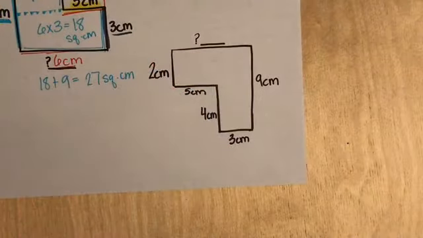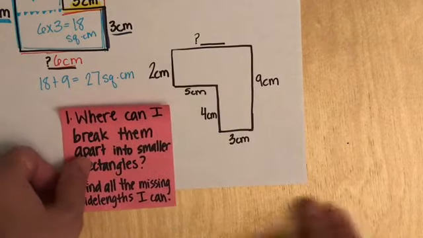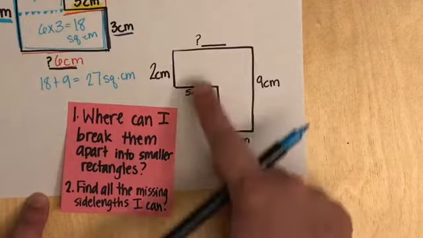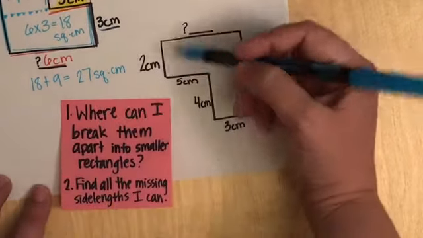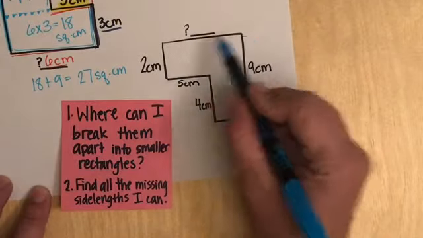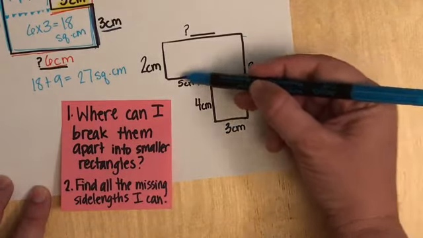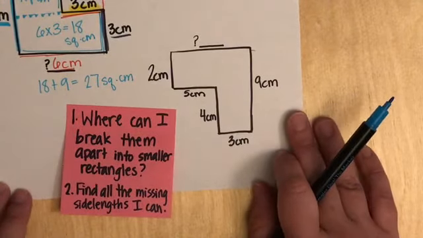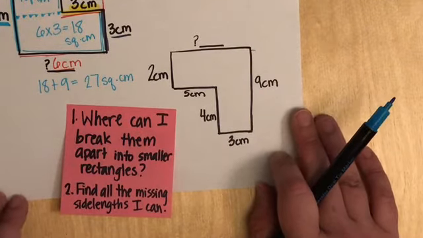All right, please draw this on your paper and then ask yourself, where can I break this apart into smaller rectangles? And then what are the side lengths that I'm missing? So if I was looking here, I have this side length, but not this one. So this is one that I need to find. I have this one, this one, this one, and this one. So I have all of the side lengths except for that one. Figure that out. Try to find the area of this composite figure. Press pause and press play when you're done.